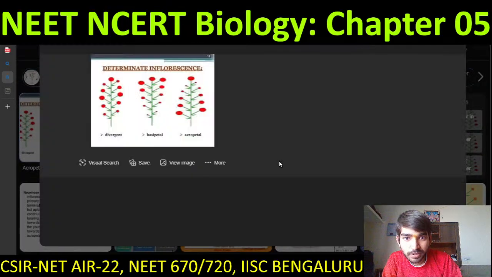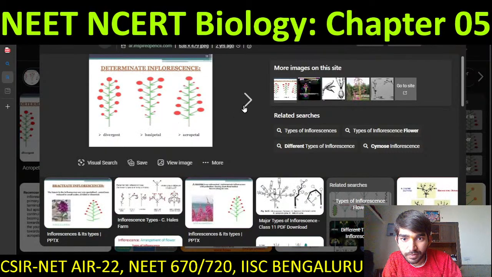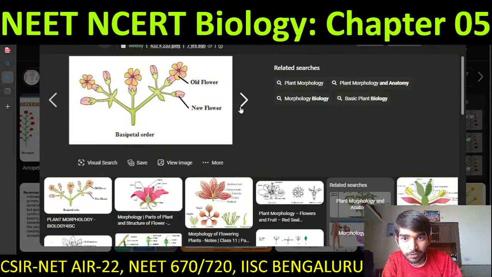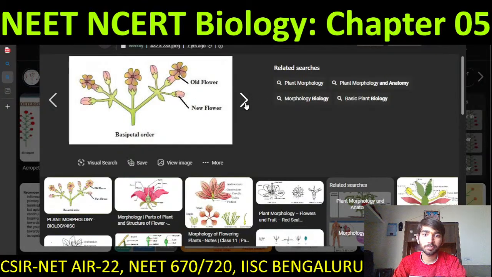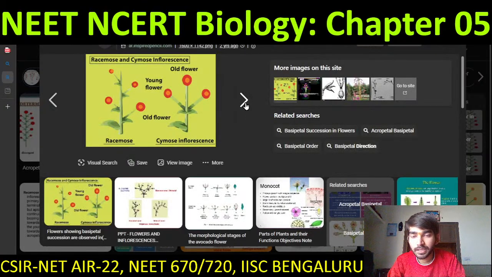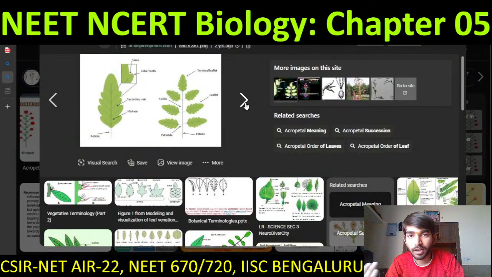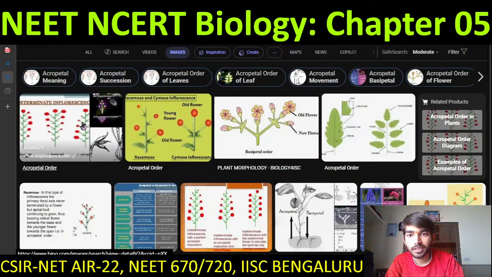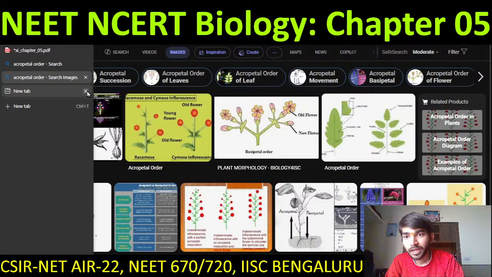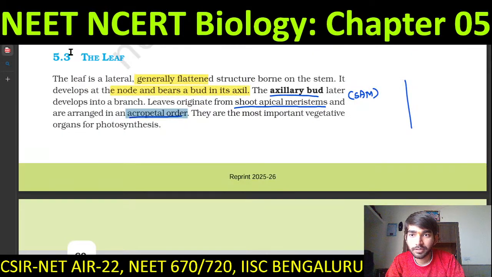So here you can see that leaves are generally acropetal, but in case of flowers, it can be basipetal or acropetal. Basipetal meaning the younger flowers are borne at the base of the axis of the stem. In case of leaves, generally the younger leaves are at the top and the older leaves are present at the bottom. So you should remember this as a fact given in the NCERT. I hope it is clear.